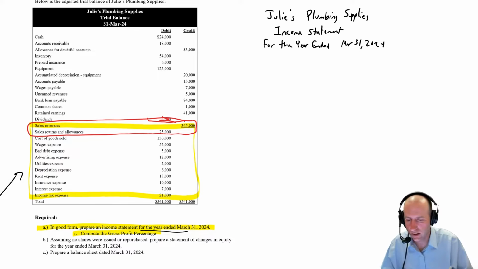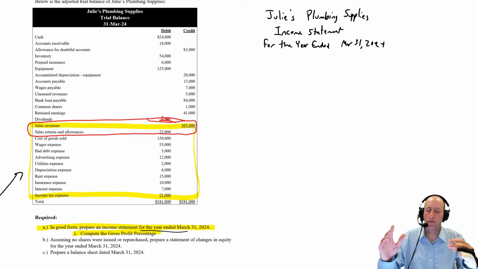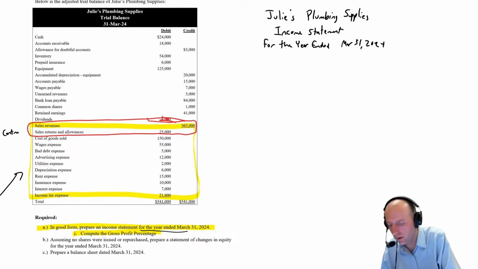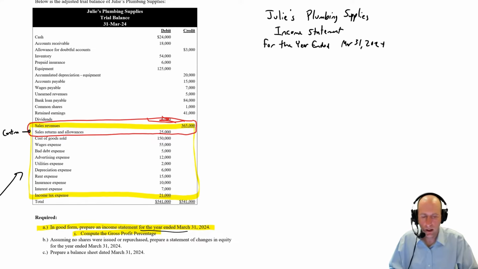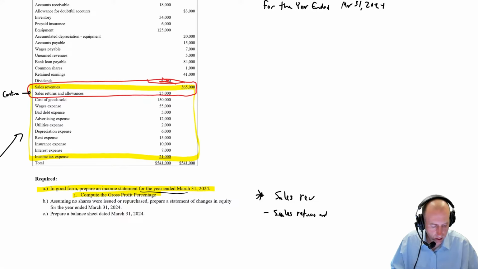Okay, our sales revenues were $365. Our sales returns were $25,000. So we take one minus the other. We say, okay, our sales minus our returns and allowances is our net sales. This is a contra revenue account. So I'll just do this calculation at what I expect to be the bottom of the page. I'll put a little star here. Sales revenue minus sales returns and allowances equals net sales revenue, right?